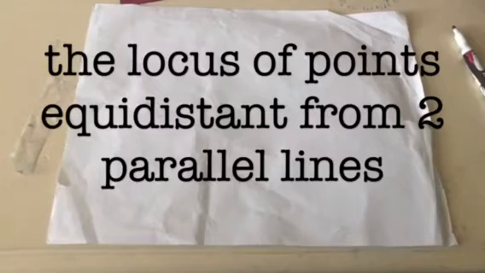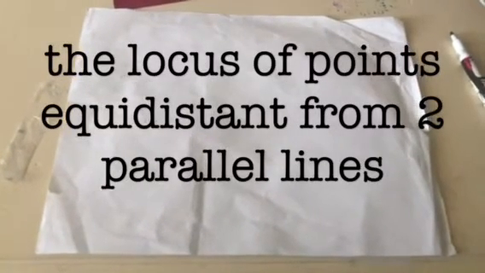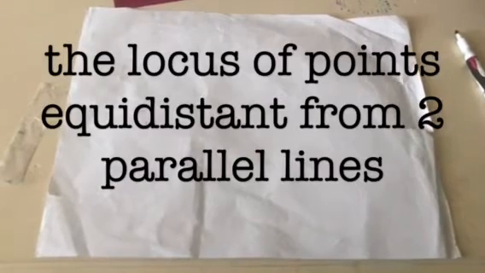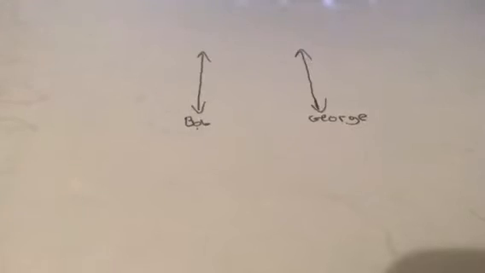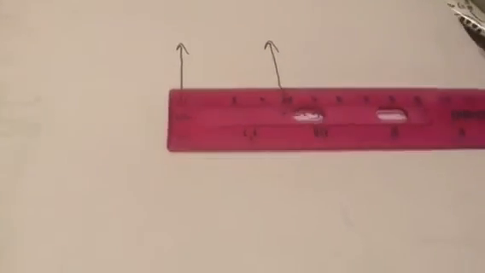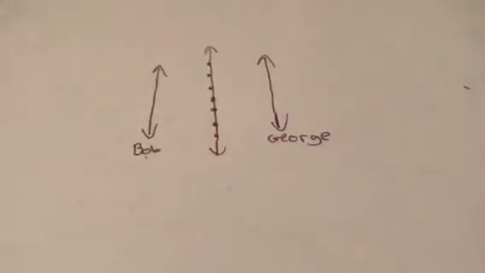The next problem we will do is the locus of points equidistant from 2 parallel lines. So the first thing you're going to want to do is once again draw the 2 parallel lines. I've named these lines Bob and George. Now following the problem's directions, you're going to find equidistant between Bob and George, which just happens to be 2 centimeters. You will eventually come down to this.